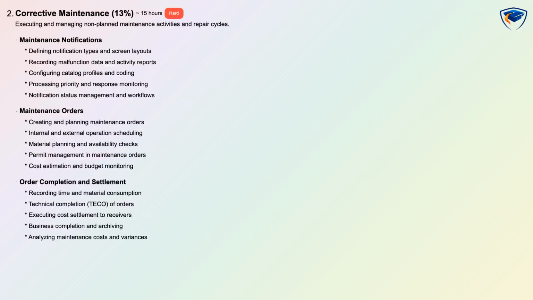Corrective maintenance is 13% and covers executing non-planned maintenance and repair cycles. This domain is hard, requires roughly 15 hours and is assessed with scenario-based questions.